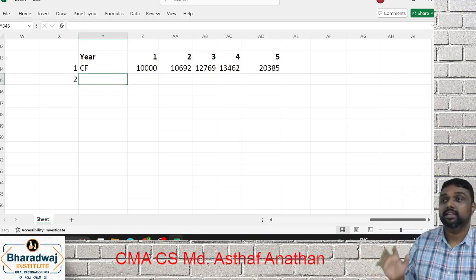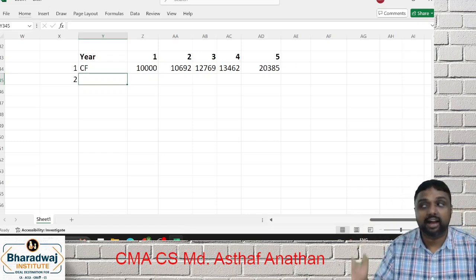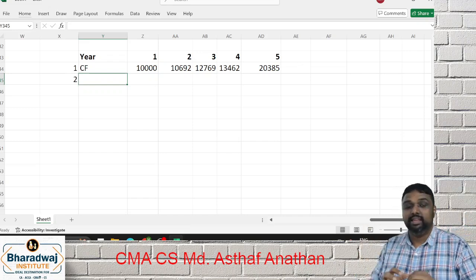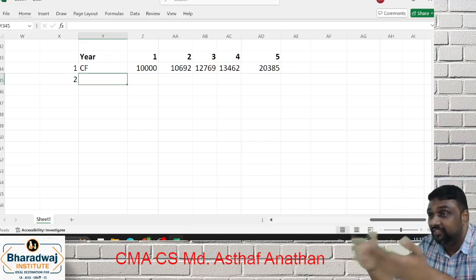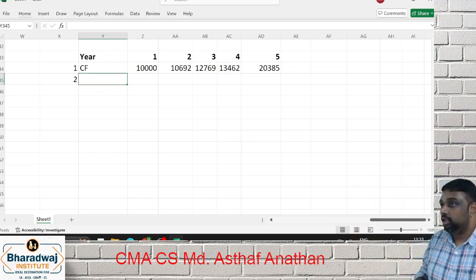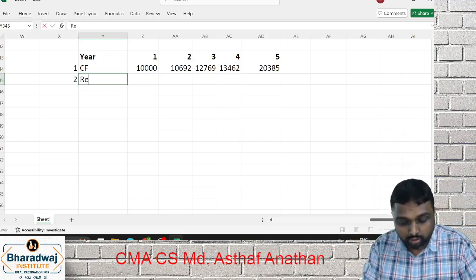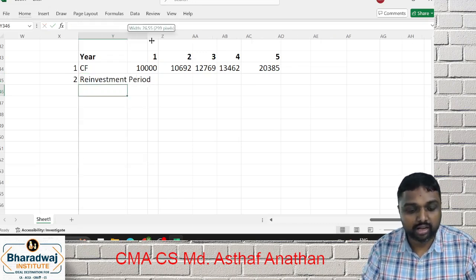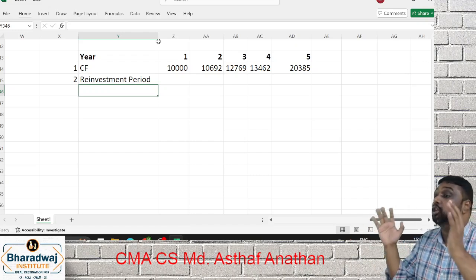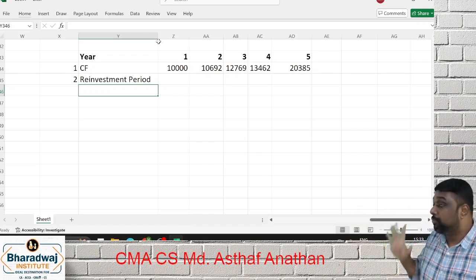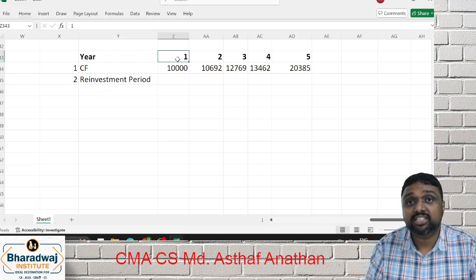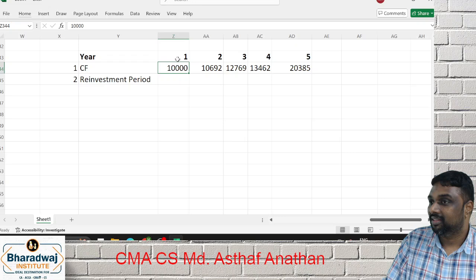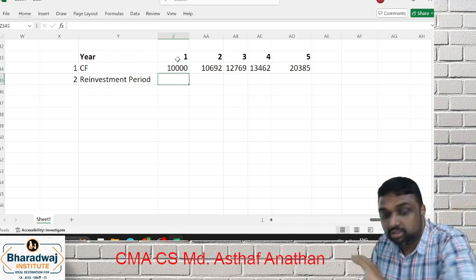See, the MIRR method name is called modified internal rate of return. You can also copy; I will allow you to copy. What this method is telling is that whatever amount you are getting every year, you are reinvesting. So first you have to understand the reinvestment period. Your project is how many years? 5 years. If at first year end you are getting 10,000, how many years can you reinvest? 4 years.